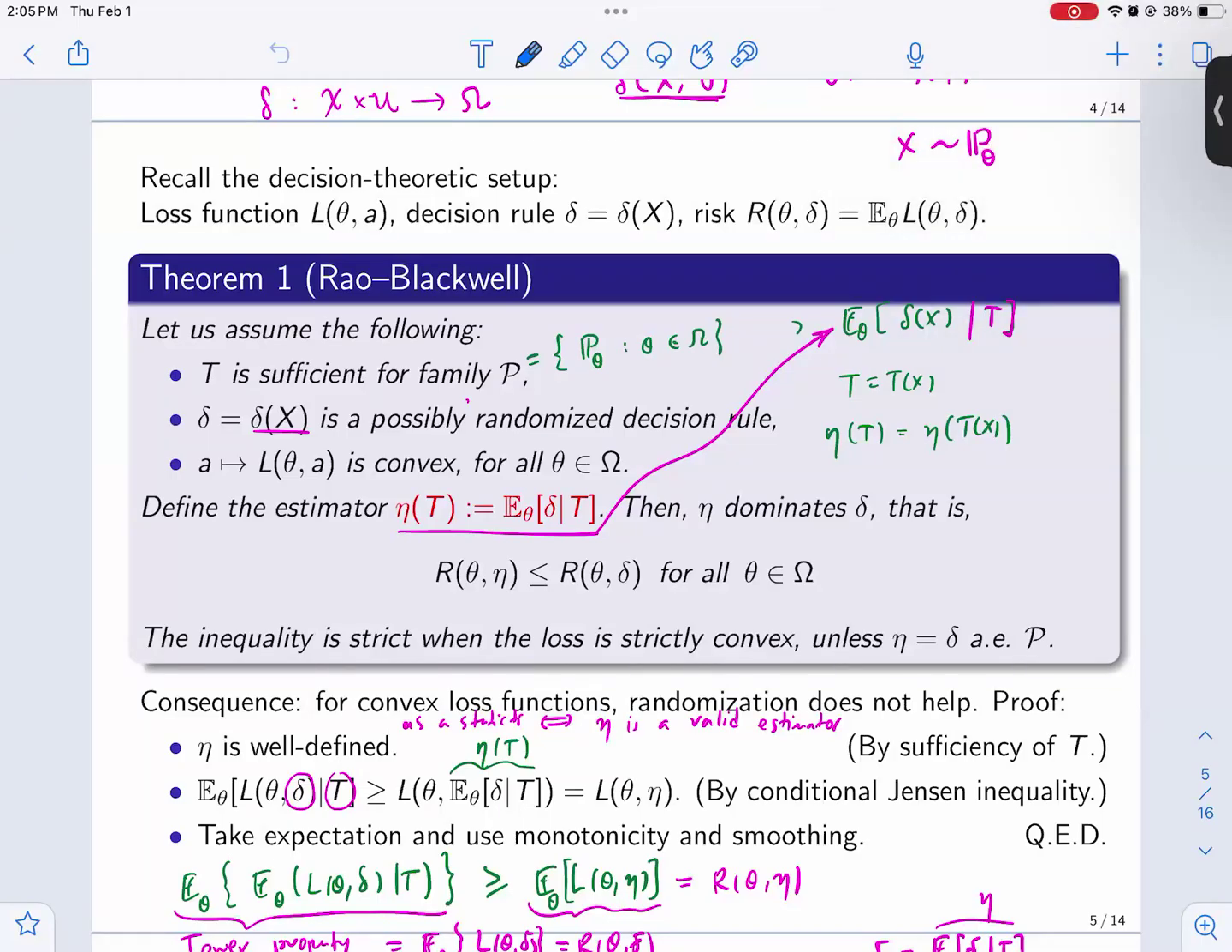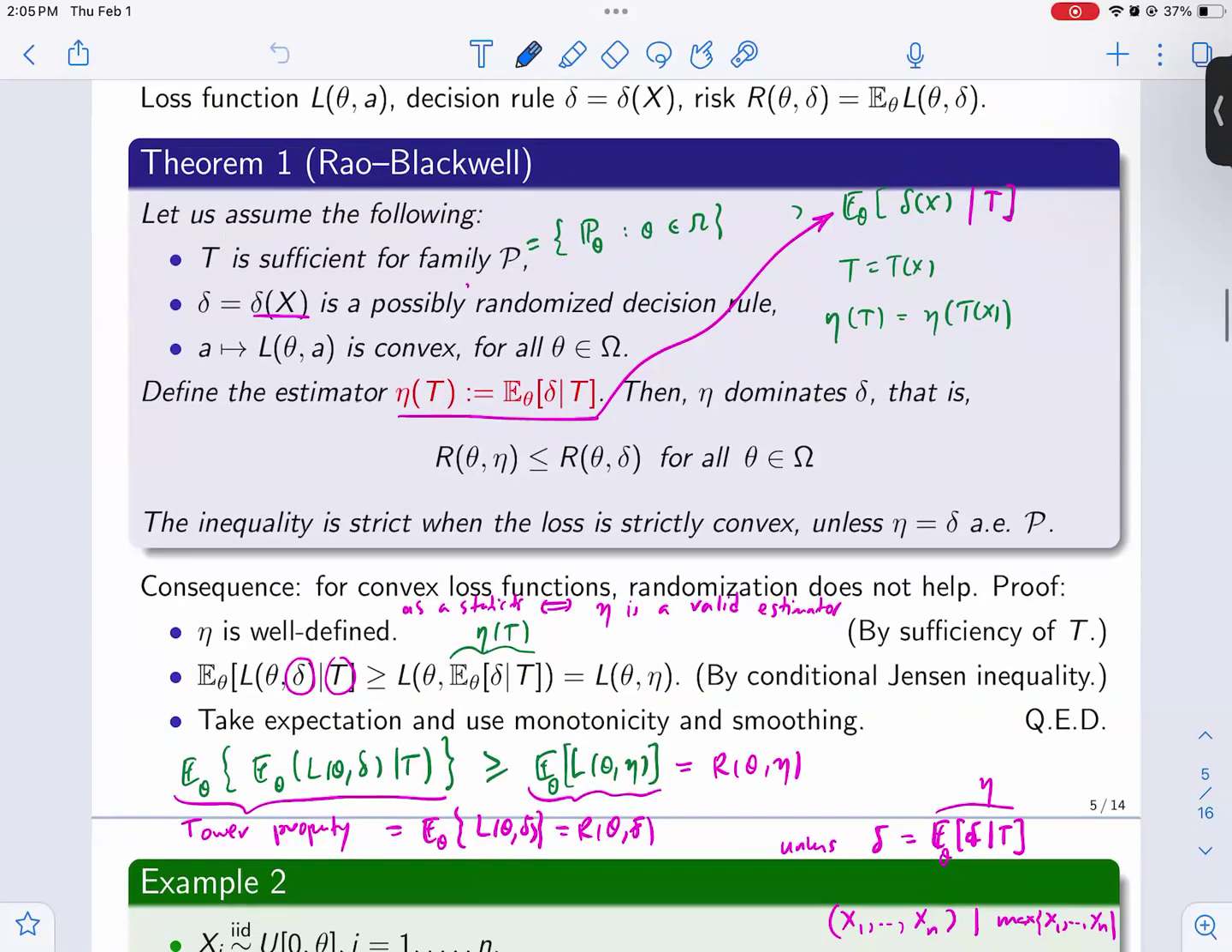So we're talking about Rao-Blackwell, and the idea here is if you have a sufficient statistic and you have a possibly randomized decision rule for your parameter estimate, and if the loss is convex in the second argument, in the action, then by conditioning on the sufficient statistic, your current decision rule, you get a better estimate. Or at least you don't do worse. So you do as good as the original one.